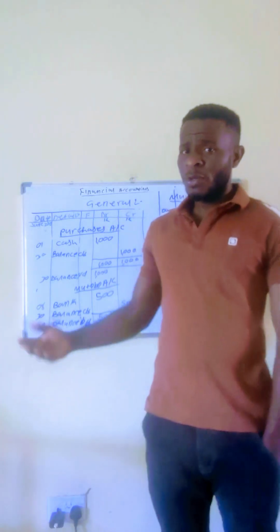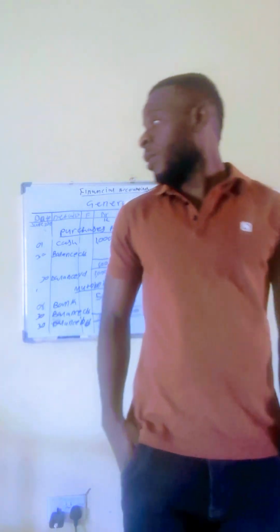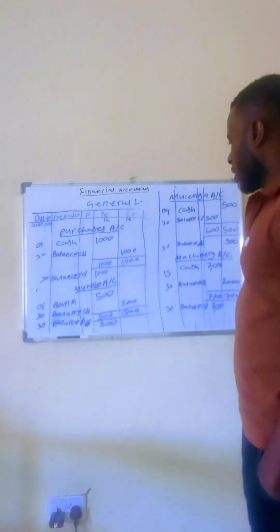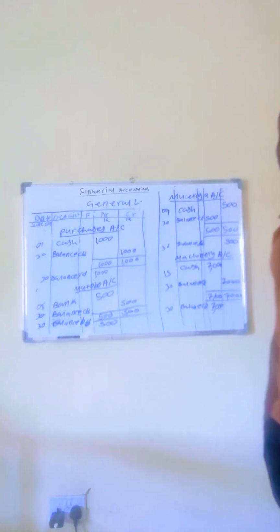So from here, this is what will help us now extract the trial balance. We have the general ledger here, so we're going to extract the trial balance. It's as simple as this.